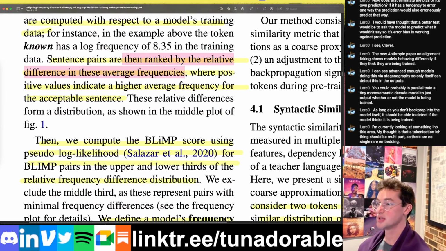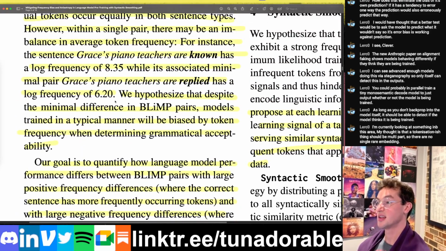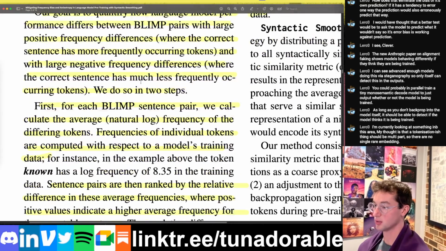Sentence pairs, so the two sentences from earlier, are then ranked by the relative difference in these average frequencies, where positive values indicate higher average frequency for the acceptable sentence, right? So in this earlier case, the correct sentence had a higher log frequency, and the incorrect sentence had a lower log frequency on their words of interest, right? So we take 8.35, subtract 6.2, and end up with 2.15 as our difference score, right? And if instead the correct sentence had a lower number and the incorrect sentence had a higher number, we'd have a negative value, right?